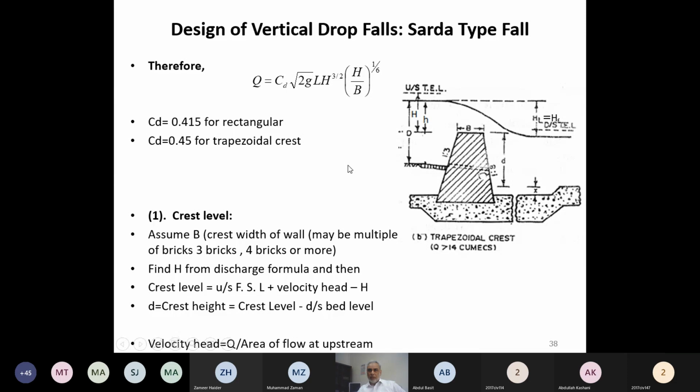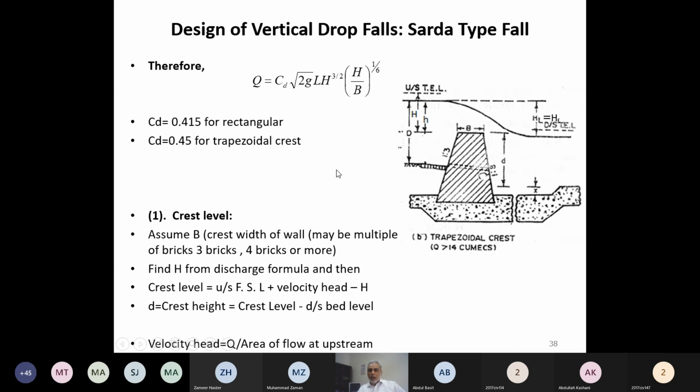Shape of the crest we already decide based upon how much is the discharge passing through the fall. That is the discharge capacity of the canal. So if it is up to 14 cubics, we will be saying that rectangular shape is good. If it is 14 to 15 cubics, we will be saying that trapezoidal shape will be utilized. So top width we assume initially, then from the assumption of this top width, we use the discharge formula and we calculate how much H is required.